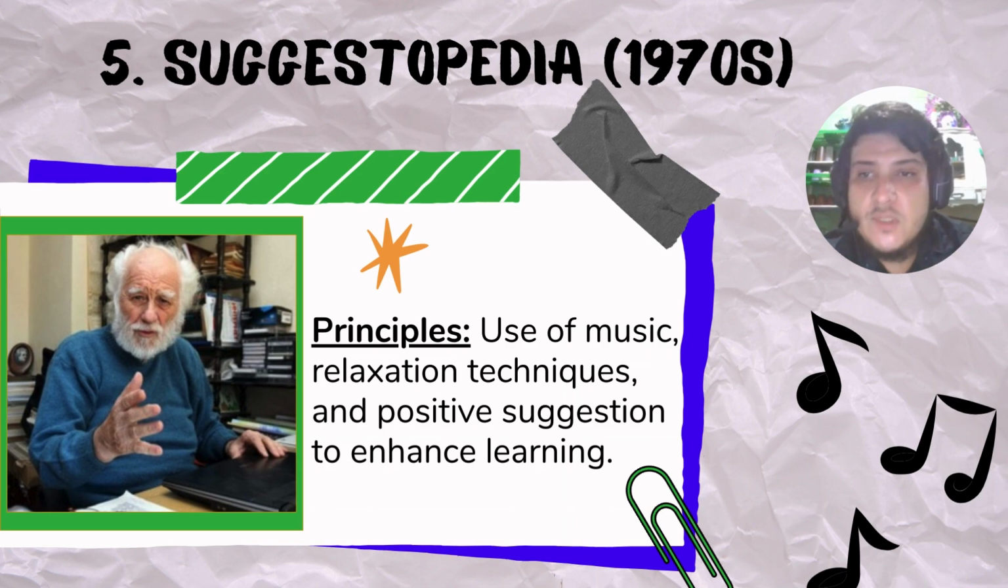Number five, Suggestopedia, 1970s. Developed in Bulgaria to use music, relaxation, and positive suggestion to enhance learning. Key figure: Georgi Lozanov, who used music, relaxation techniques, and positive suggestion to enhance learning. Influence: highlighted the role of the affective factor in language learning.